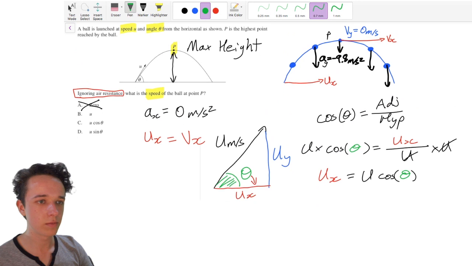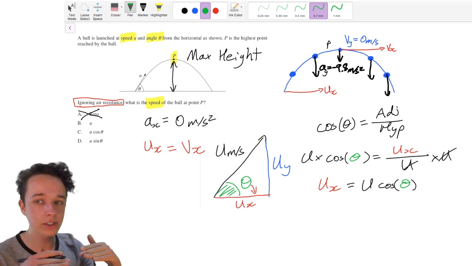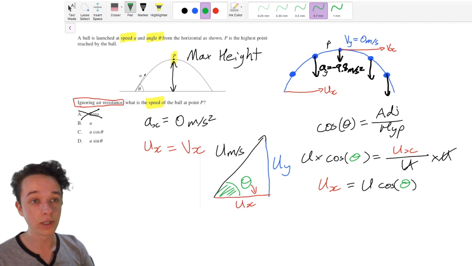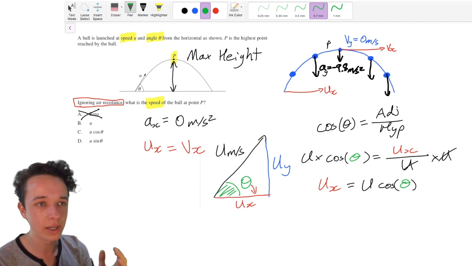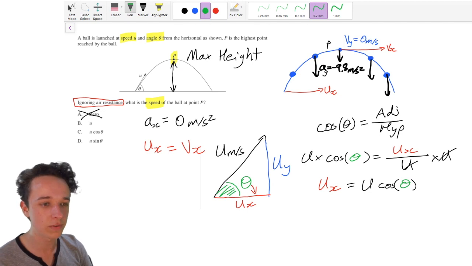All right, so let's recap a little bit. Why did we find ux? Because we know that ux is equal to vx. How do we know that? Because the acceleration in the x component is 0. Why were we looking for Vx in the first place? Because we need to find the velocity of the projectile at the point P, at the maximum height. And we know that the velocity of the projectile at the point P is just going to be equal to Vx because it's got a velocity of 0 in the y component. So all we have to find to answer this question is Vx.